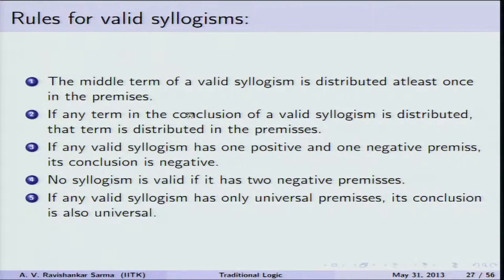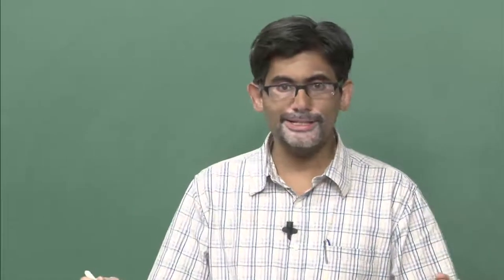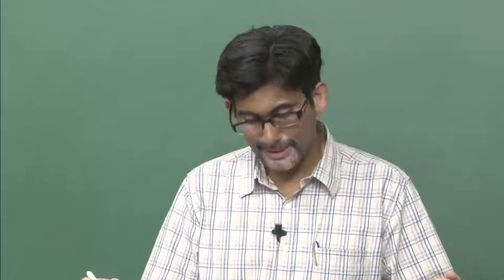And the final one is that if any valid syllogism has only universal premises, that means A, A and so on, its conclusion should also be universal. But it is only in the case of Aristotelian logic that if there are two universal propositions as premises, the conclusion can still be a particular proposition. So that makes these nine categorical syllogisms conditionally valid. We will be seeing some examples, and of course we'll talk more about these rules of syllogisms based on the observations that we have.